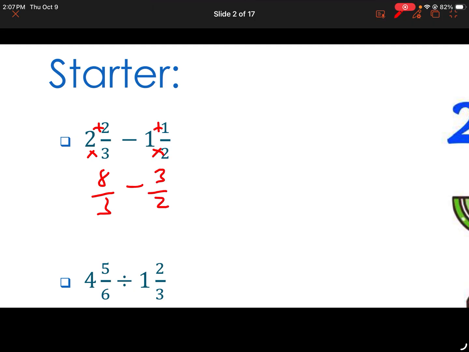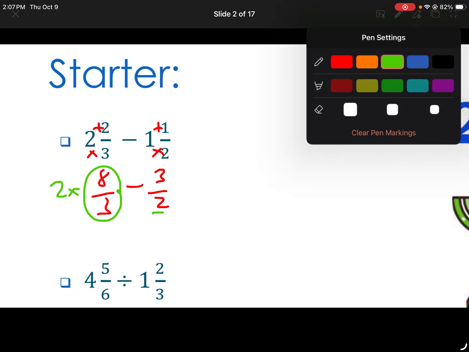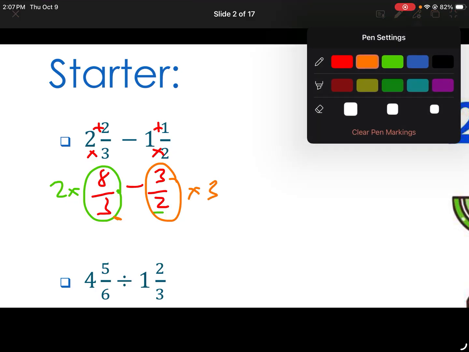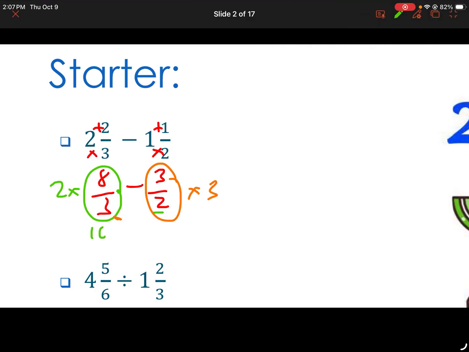When we have different denominators, we need to make sure they have the same denominators when we're adding or subtracting. So we're going to multiply this whole one by 2. And then we're going to multiply this whole one by 3. And if you do that, then you should get 16 over 6, take away 9 over 6. Times by 2, times by 3, right? And then when you have the same denominators, you can just subtract. So you subtract that and you get 7 over 6.